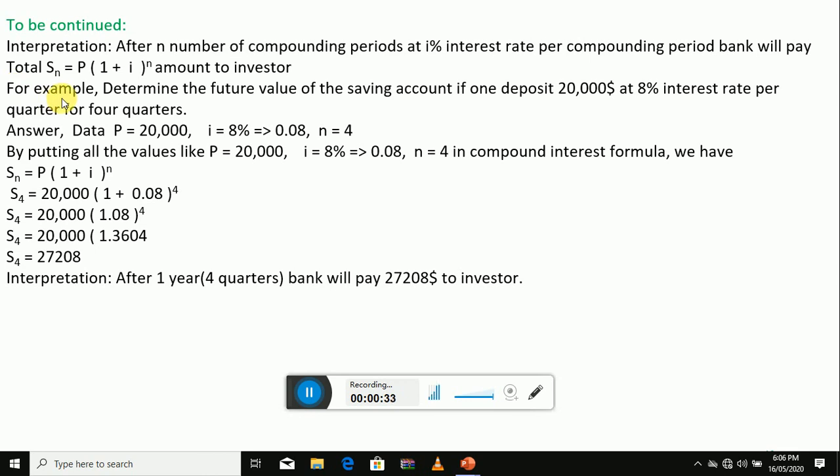Today in this lecture we will start from solving mathematical problems related to the compound interest, related to the future value of the compound amount. Example is this: determine the future value of the saving account if one deposits $20,000 at 8% interest rate per quarter for 4 number of quarters.